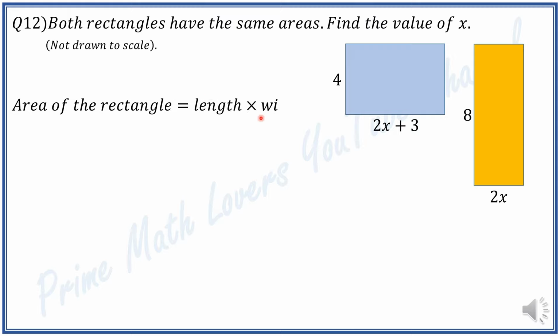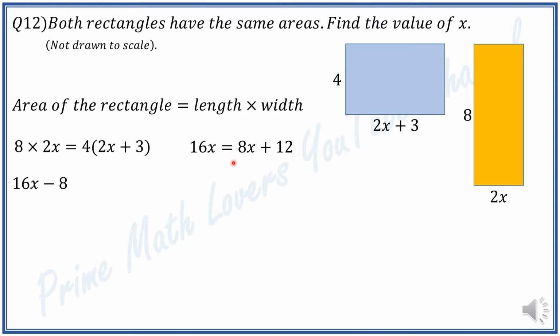length times width. So for this blue rectangle, the area will be 4 times (2x plus 3), and for this orange rectangle it will be 8 times 2x. So we write down 8 times 2x is equal to 4 times (2x plus 3), and then we need to solve this equation. So it will be 16x is equal to, I expand 4 inside, so it will be 8x plus 12.